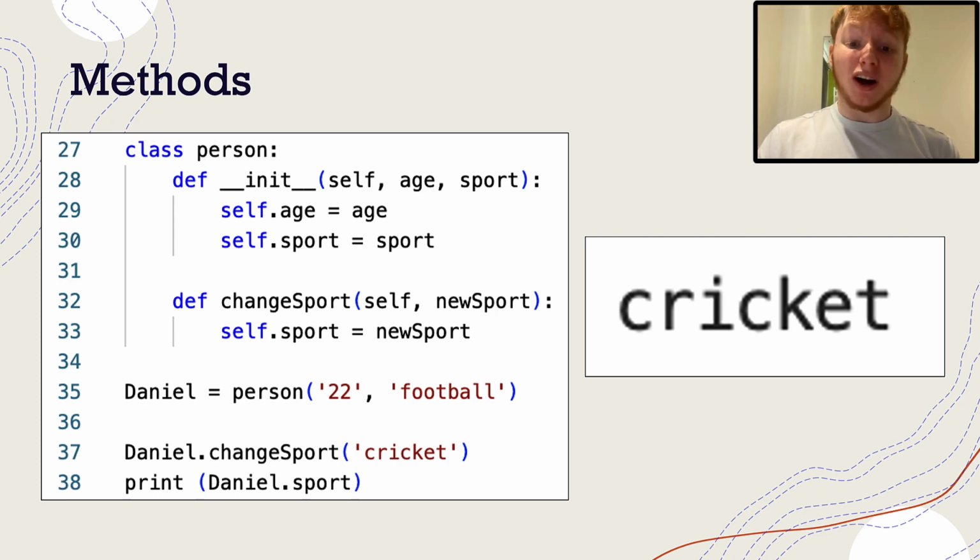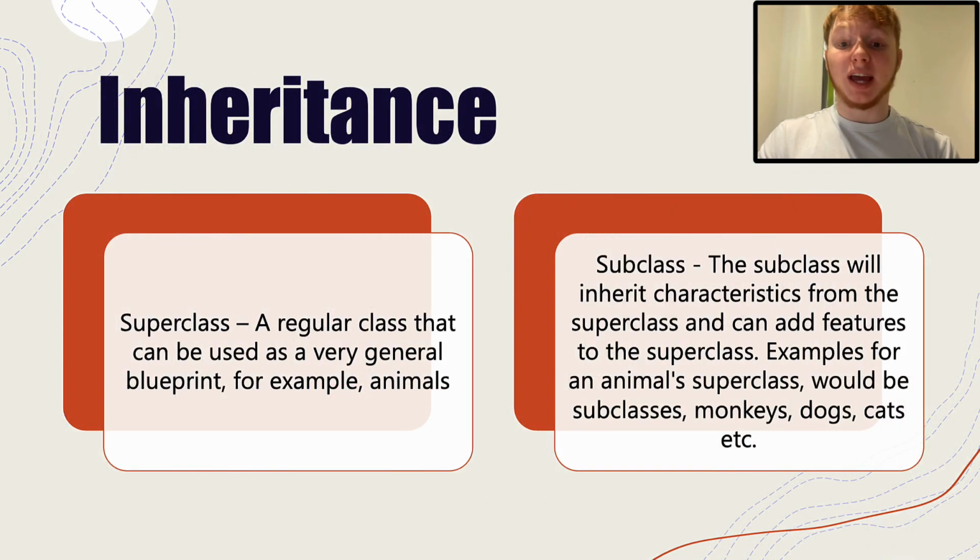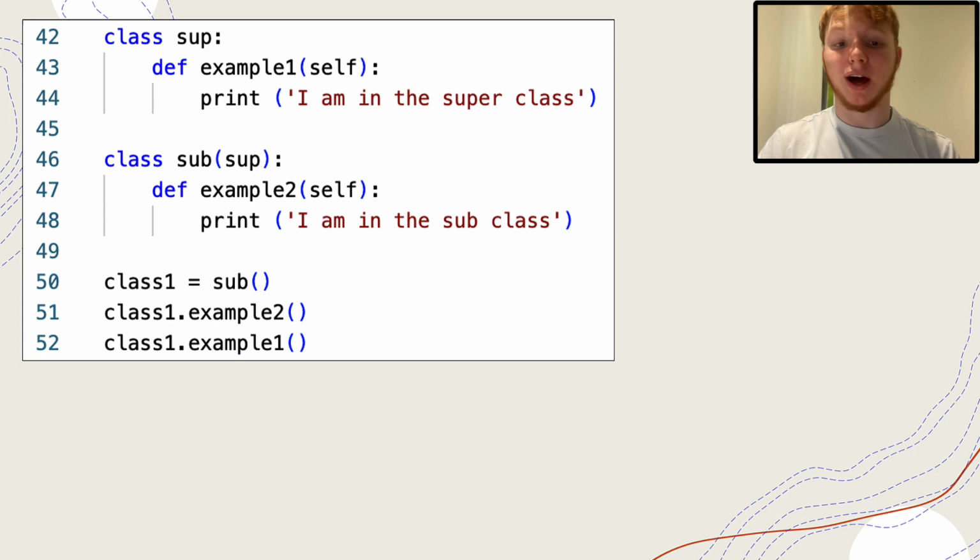Now, that is the start of object-oriented programming. Now we're going to need to investigate inheritance. What we need to understand is the concept of superclasses and subclasses. It is easier to show you than explain it, but the subclass will inherit characteristics of the superclass, and therefore the subclass can add features to the superclass. To begin with inheritance, let's start off with a single superclass and a subclass.